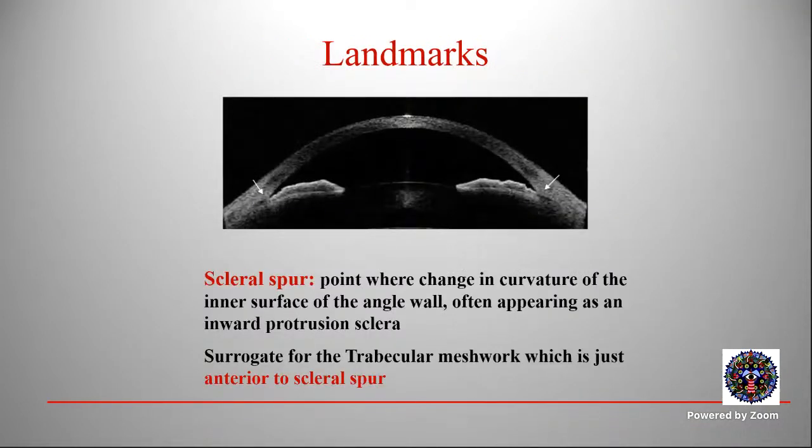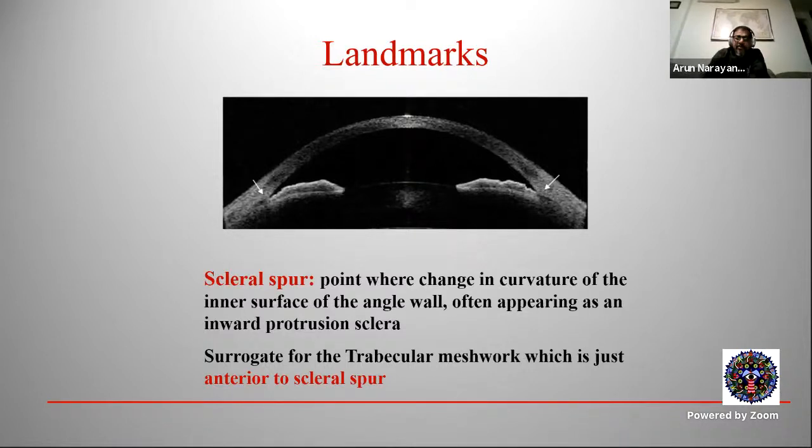Again, the most important landmark to identify would be the scleral spur, to make sense of what you're going to do with this image. The scleral spur identification follows the same principles as ultrasound biomicroscopy, typically again highly reflective and a change in curvature. Why do we need to know the scleral spur? It's a surrogate for the trabecular meshwork, which lies just anterior to the scleral spur.